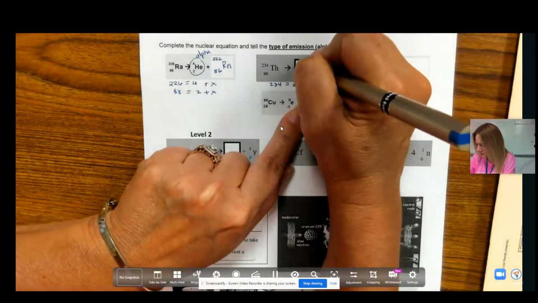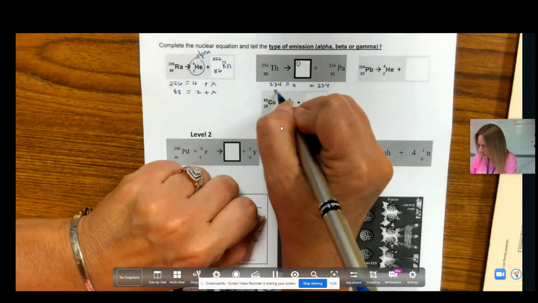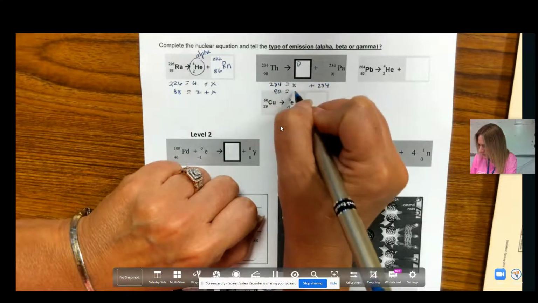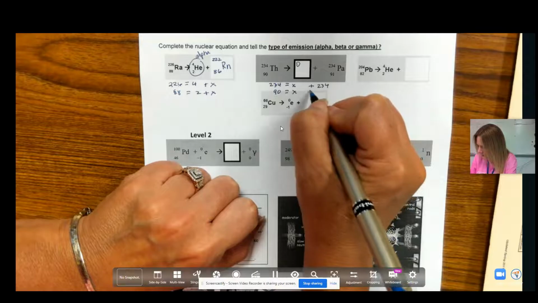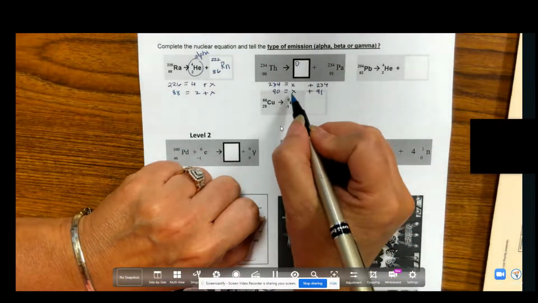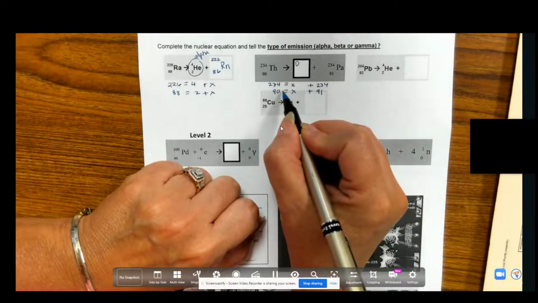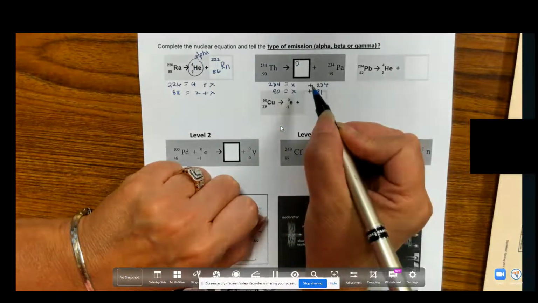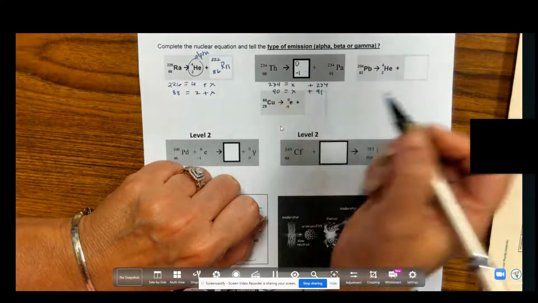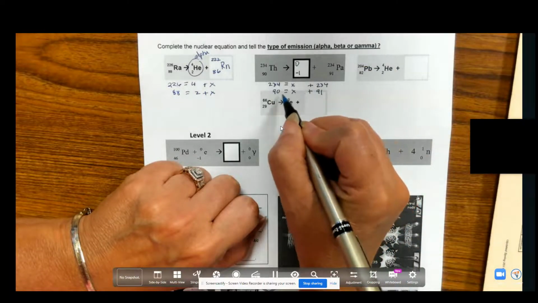X is just 0. Okay, then I do the same thing for the bottom numbers. 90 equals something, x, plus 91. And so to solve for x, I would just subtract 91 from both sides. So it's 90 minus 91, which is negative 1, right? Or 91 minus 1 equals 90.